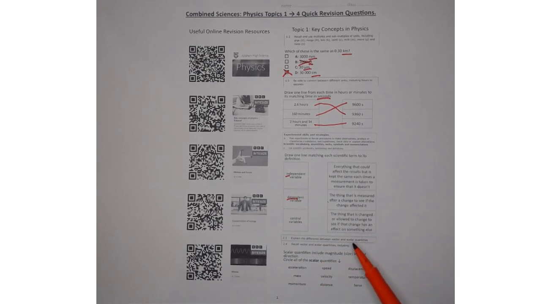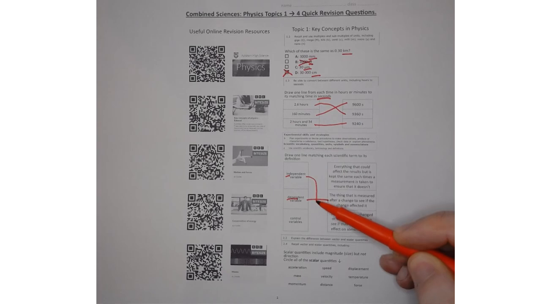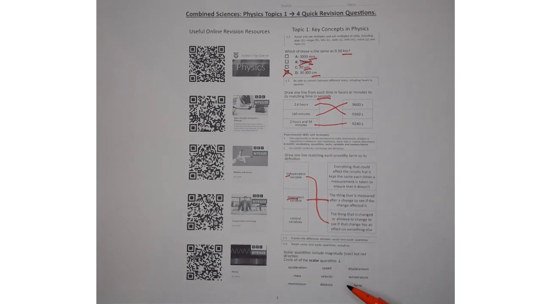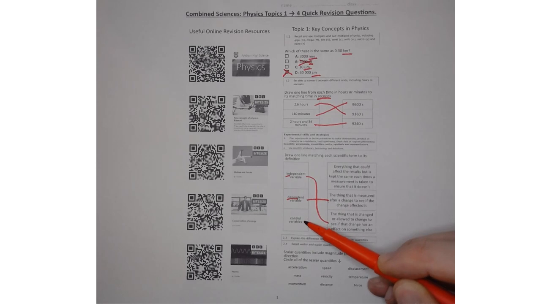Which means our dependent is the thing that we're measuring to see if it's affected. The independent is the thing we're choosing or allowing to change, and we don't want something else that could affect our results to ruin them, so we are in control of everything else.